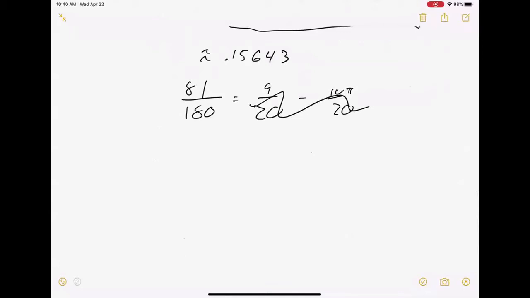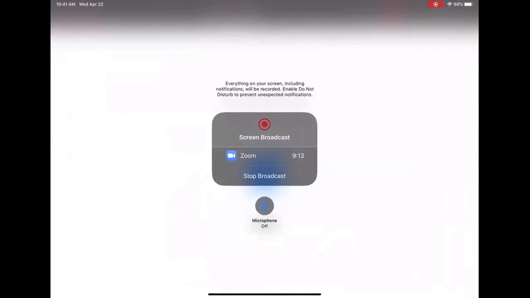The rest of the problems are about finding error bounds for our Taylor series, our Taylor polynomial.